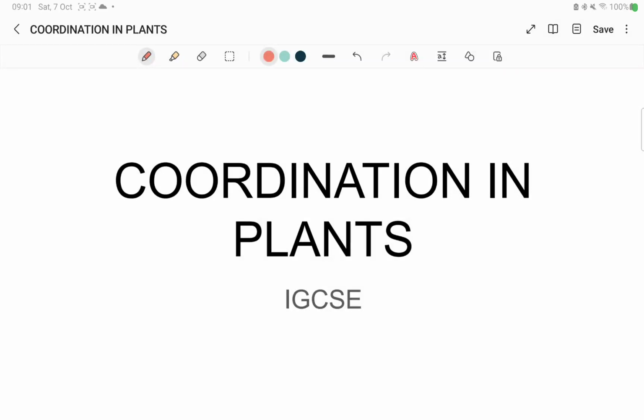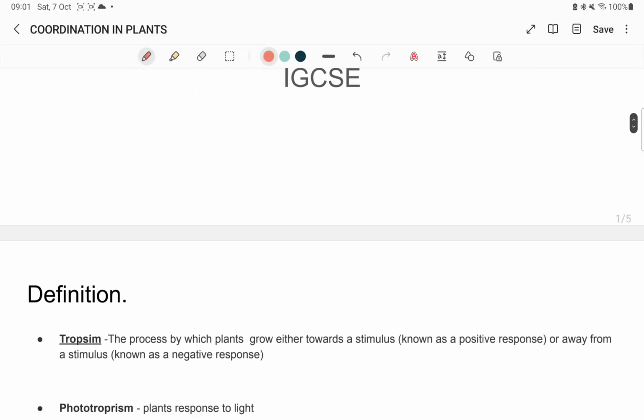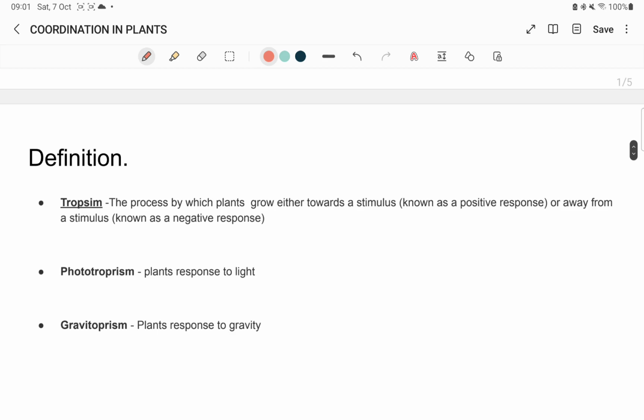Let's look at coordination in plants. First of all, definition of terms. Tropism, the process by which plants grow towards a stimulus or away from a stimulus. If it grows towards a stimulus, we call it positive response. If it grows away from the stimulus, we call it negative response.